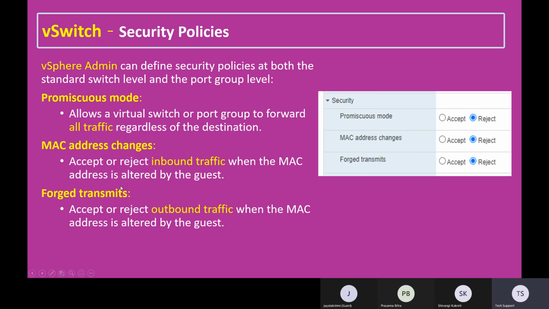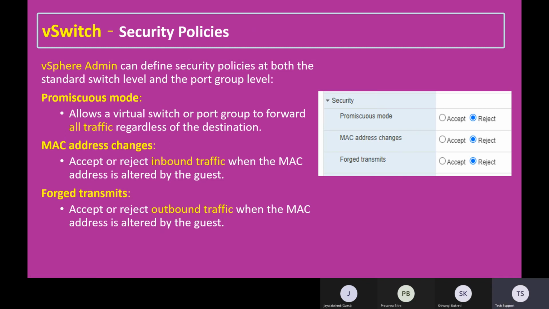When it is in accept state, for inbound traffic, when the MAC address is altered, it means a modification or change by the guest. If any guest changes the MAC address, you will immediately get an alert. Altered means it's notified only. And forged transmits is the same scenario, but instead of inbound traffic it's outbound traffic.